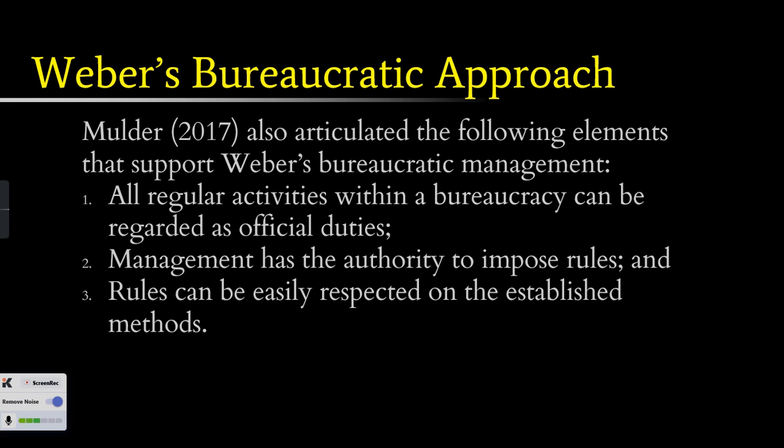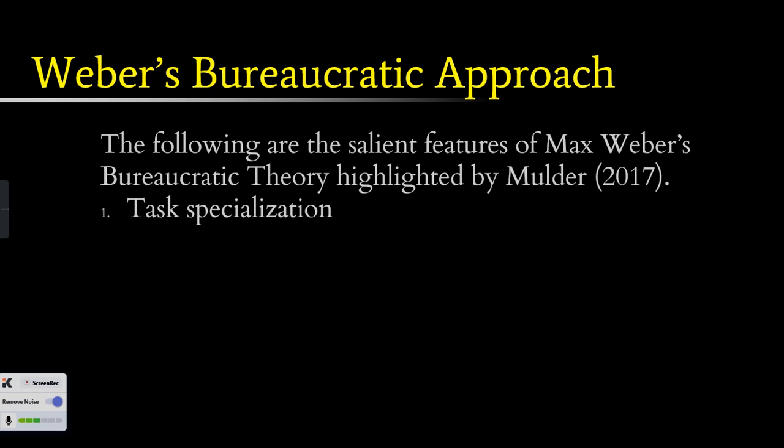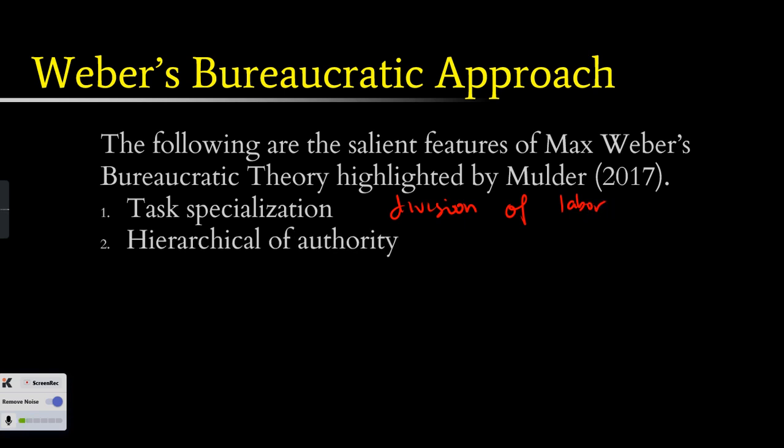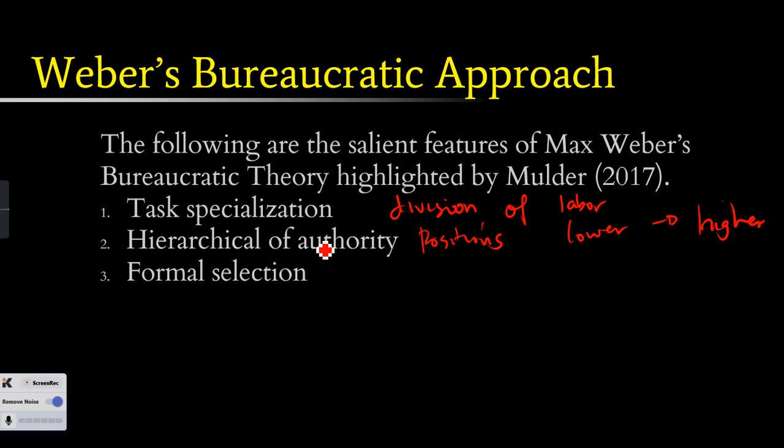So, let us talk about some salient features of Max Weber's bureaucratic theory, highlighted by Mulder 2017. First, we have task specialization, also called the division of labor. I will not explain this one by one, just some keywords. Next one, hierarchy of authority. This is all about positions, from lower level to higher level. Next one, formal selection. It is the basis, yung parang requirements, in selecting the members or workers.